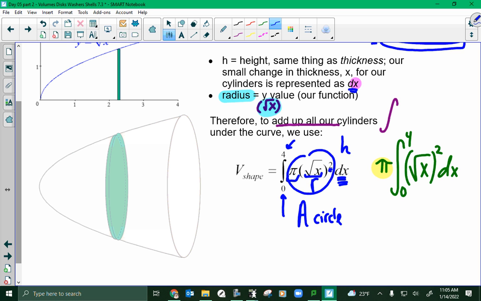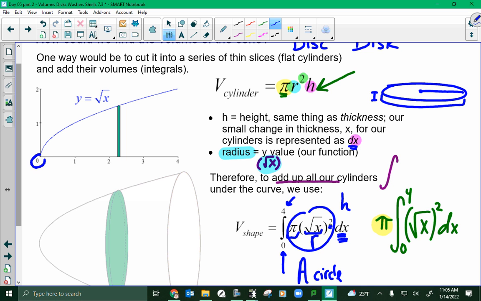From 0 to 4. And I hope you realize our bounds are 0 to 4 because we start at 0 right here and we end at 4.